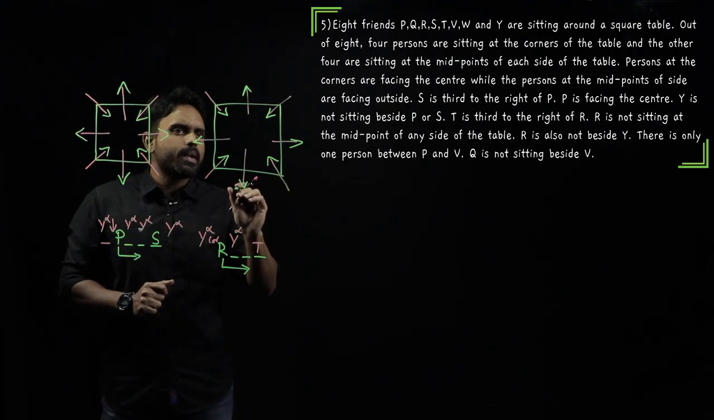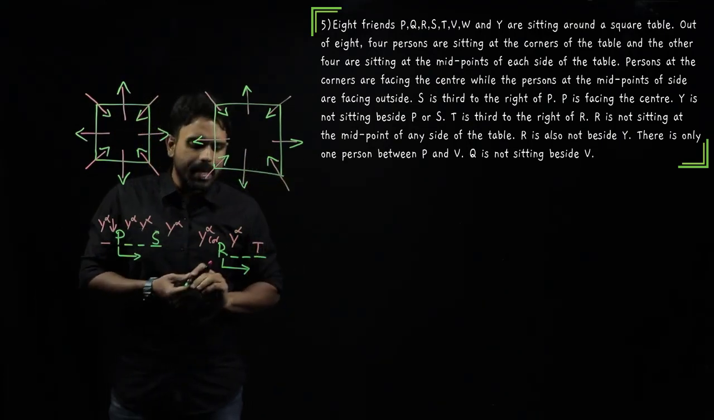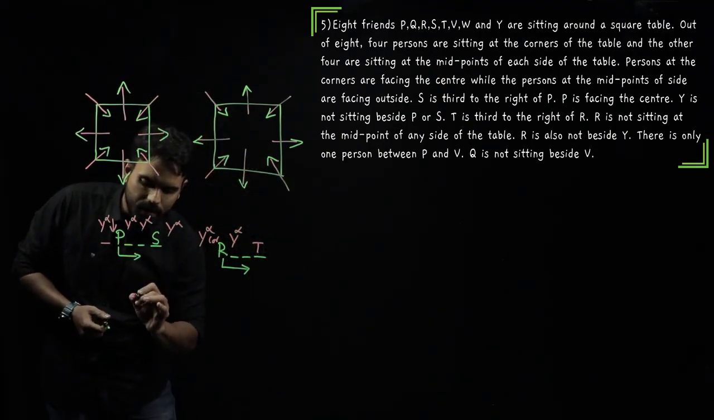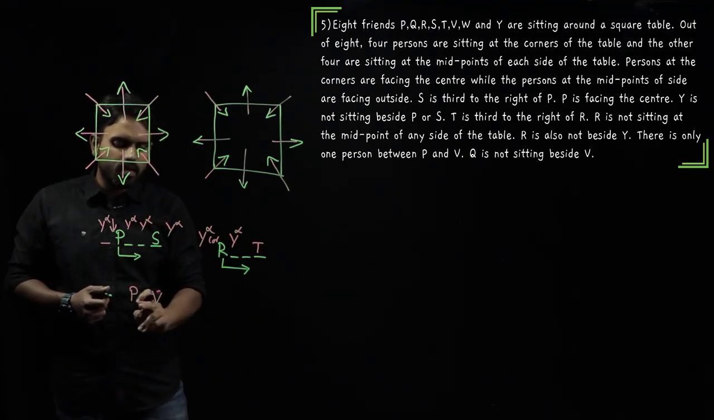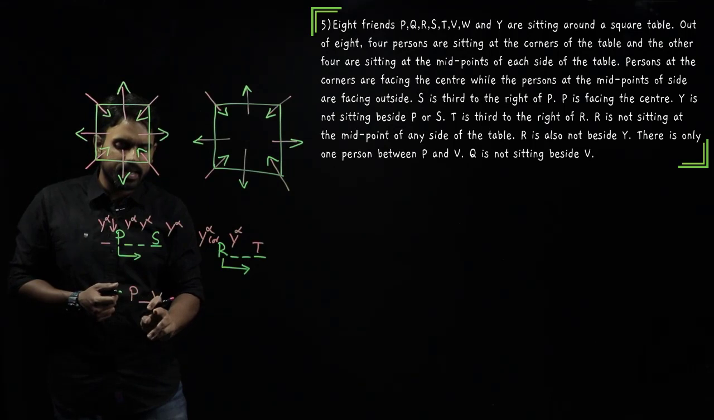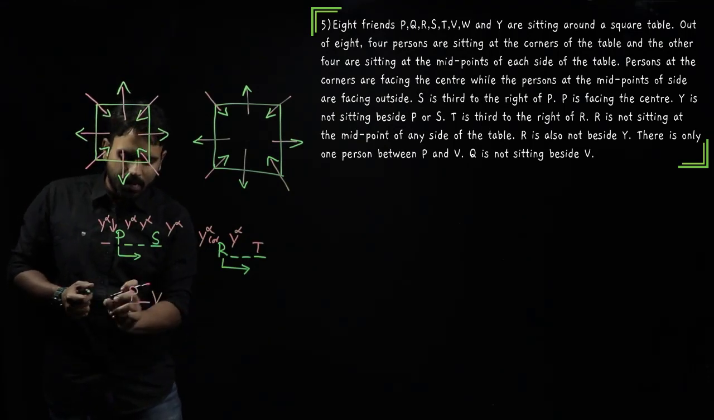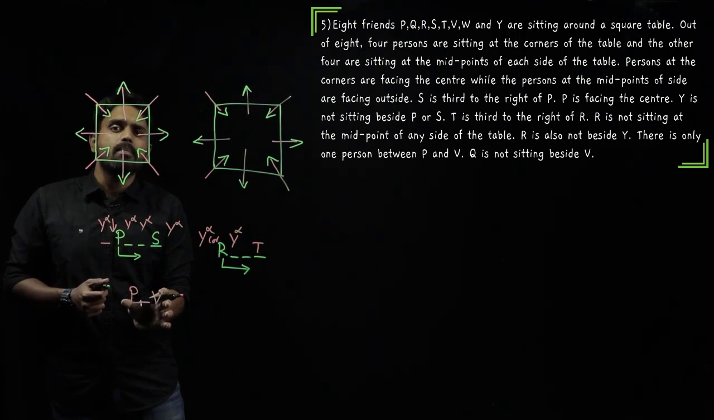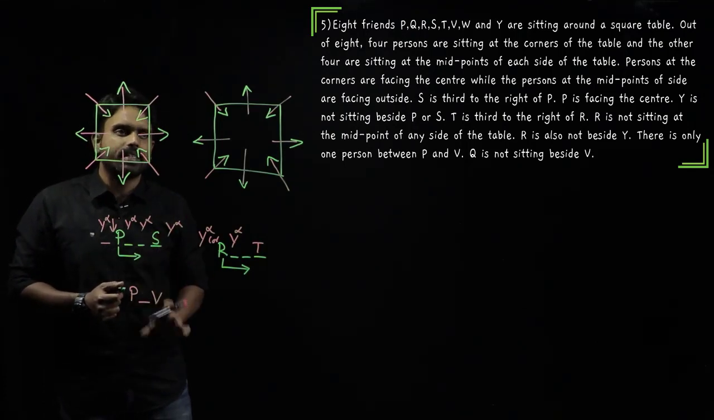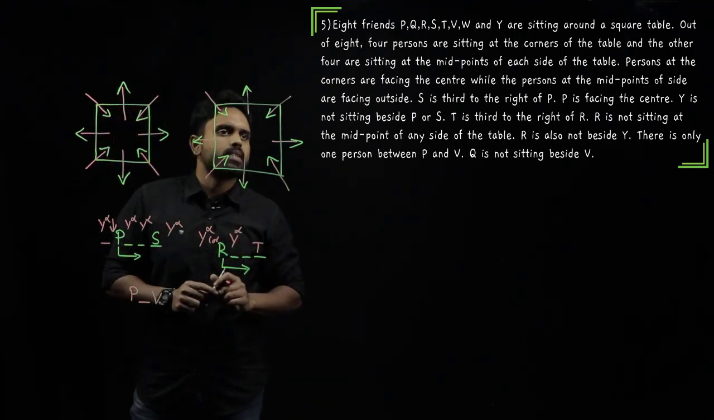There is only one person between P and V. Oh, direction उसने बोला नहीं है, तो मैं ऐसे ही रख रहा हूँ इसे. वो बोला V यहाँ पे भी आ सकता है one person छोड़के, लेकिन बस उसने इतना data दिया है कि there is only one person between P and V, so I've represented it like this. So आगे बढ़ते हैं.